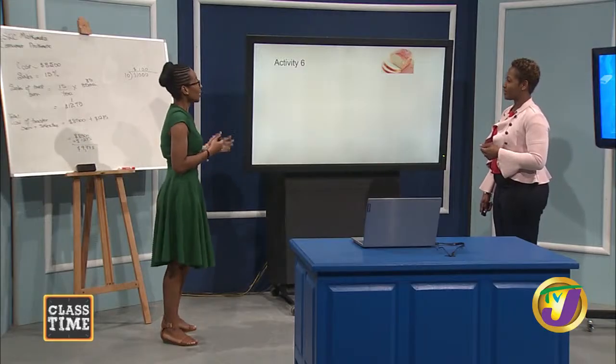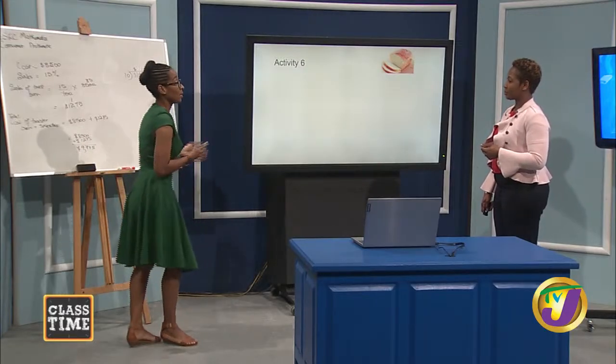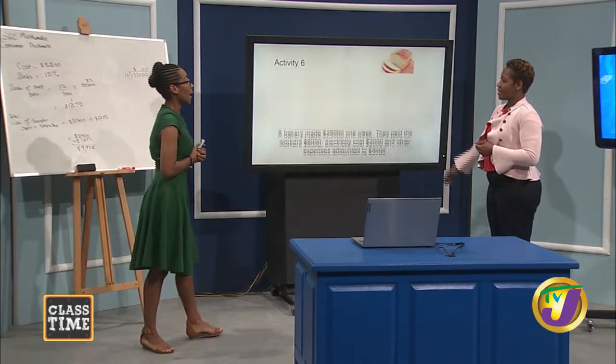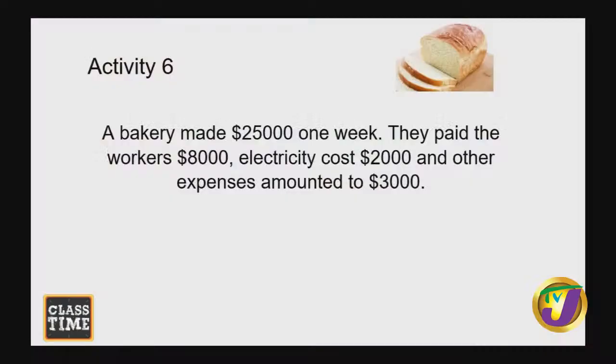All right, so here goes now. Now we're looking at a bakery. A bakery made $25,000 in one week. They paid the workers $8,000. Electricity cost $2,000 and other expenses amounted to $3,000. But what do we need to know now about the bakery? We know how much money is made. We know how much is going out.